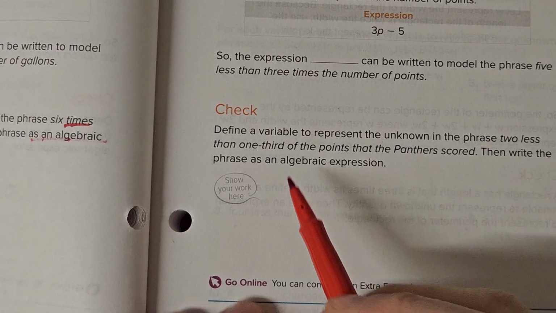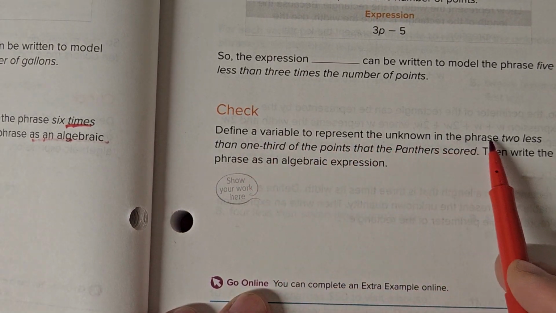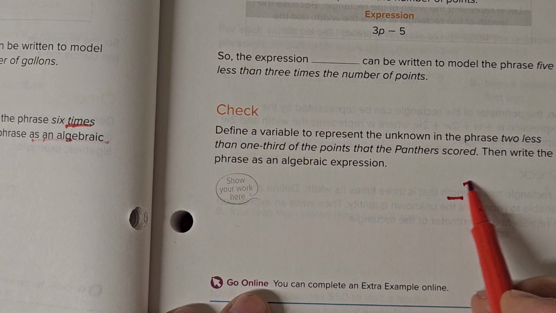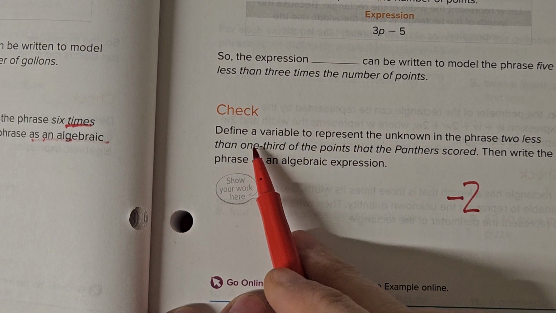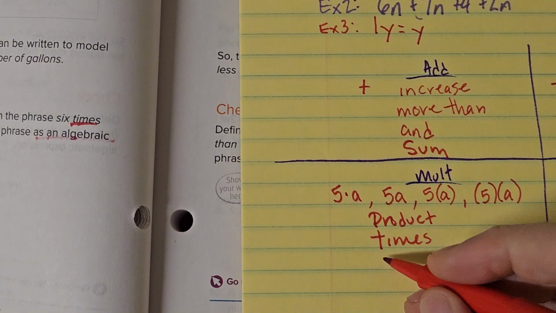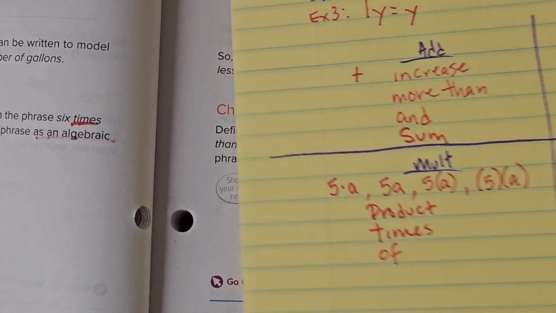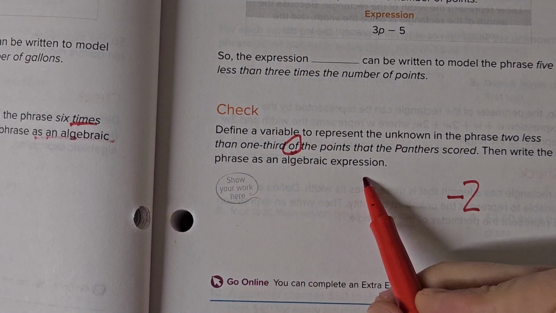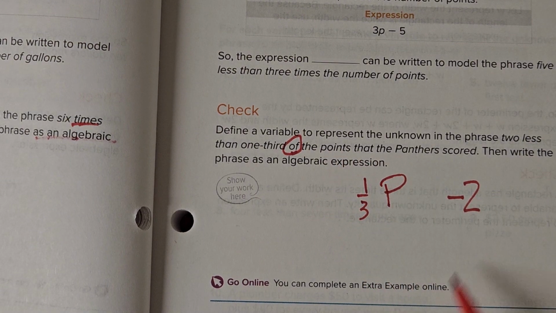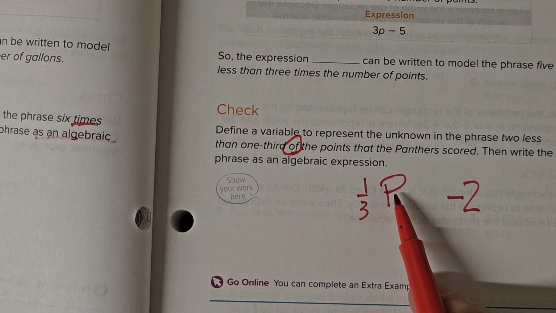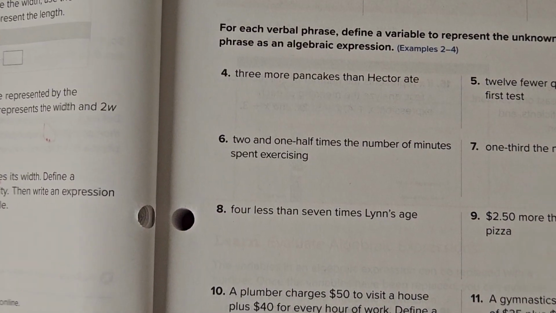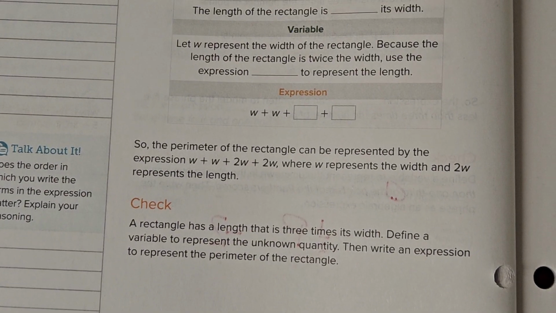Let's go over here to page 283. Define a variable to represent the unknown in the phrase 2 less than. We just learned 2 less than means minus 2. 1/3 of, let's add that to our list. Multiply. The word of, remember, meant to multiply. We've done that before. 1/3 of the points the Panthers scored. 2 away from 1/3 of the points the Panthers scored. I know it's complicated. This is going to take a little bit of work.